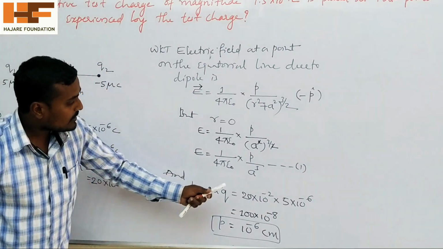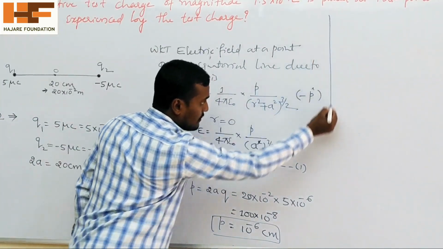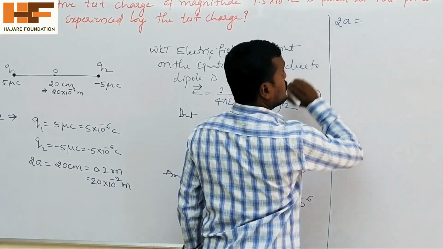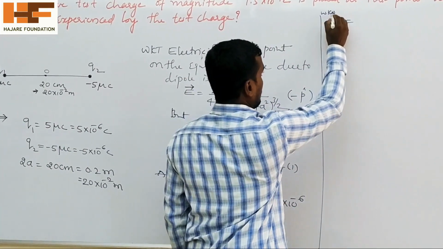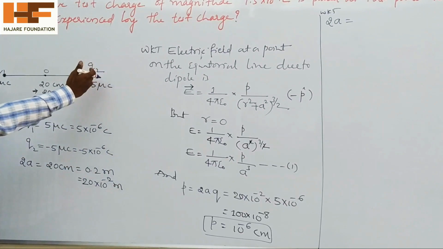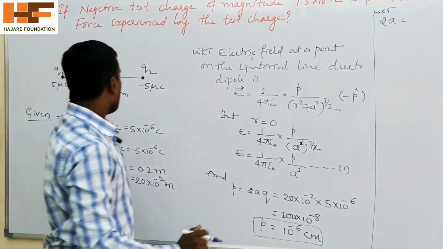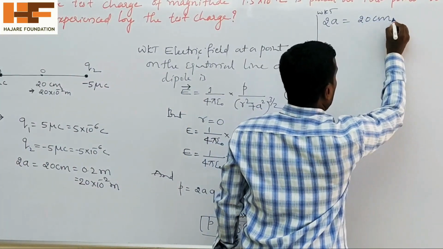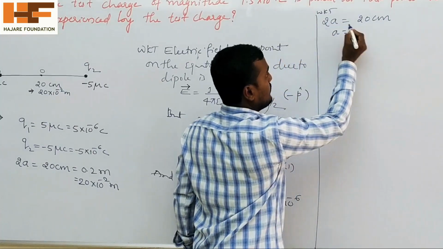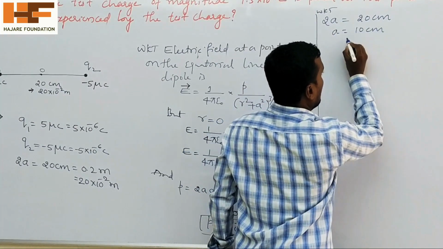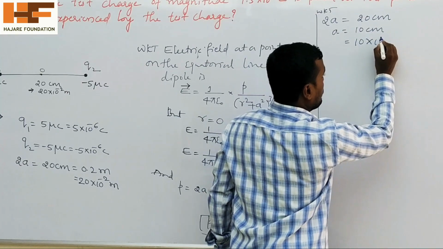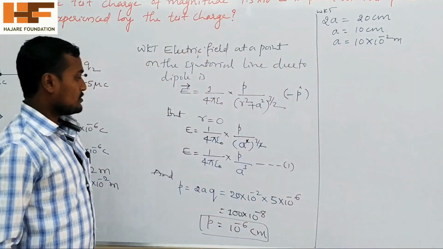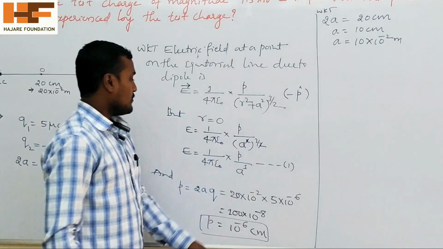Next one. What do we want? A. Already we know 2a, that is the length of the dipole. What is the length of the dipole? 20 centimeter. Here a equals 20 divided by 2, that is 10 centimeter, or you can say 10 into 10 to the power of minus 2 meter. This is a. Now we have to substitute the value of P and a in equation number 1.